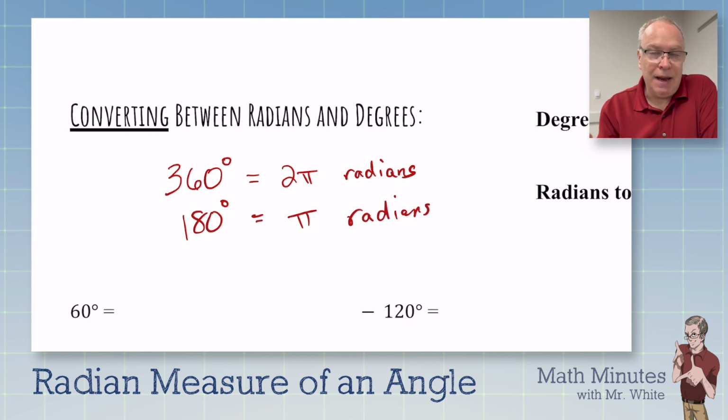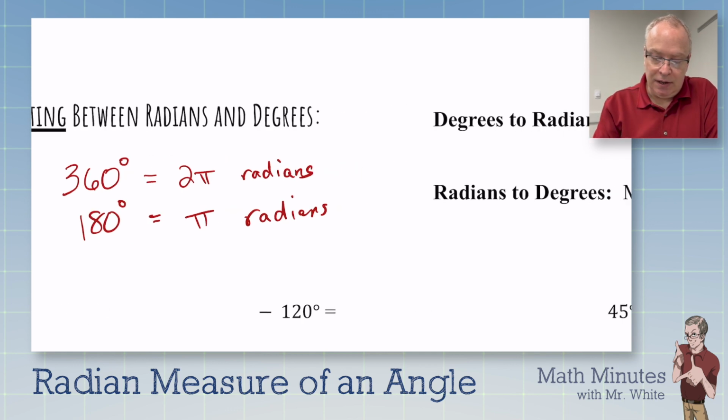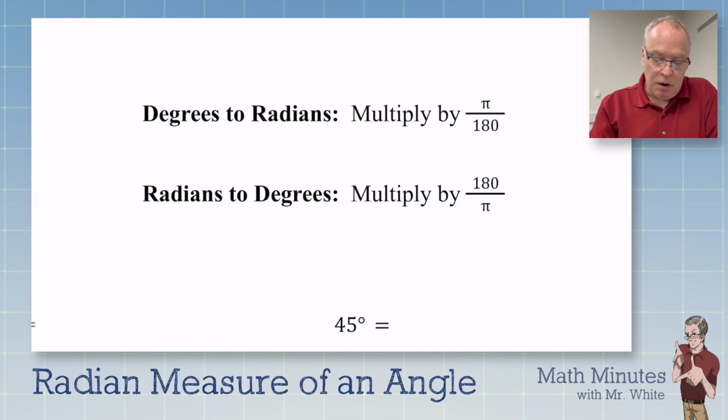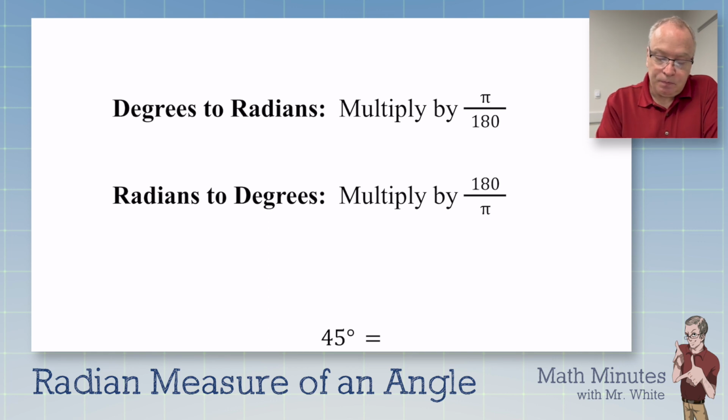Now, of course, they're kind of the same thing, right? Pretty easy stuff. So how do we convert from one to another? Like if we have 50 degrees, how do we figure out how many radians that is? Well, there are these conversion factors. If you are converting from degrees to radians, you multiply by the fact that pi radians is the same as 180 degrees. And if you're converting from radians to degrees, then you multiply the radians by 180 over pi.